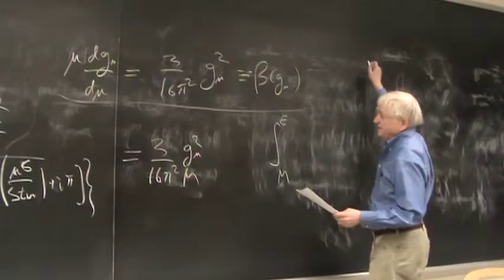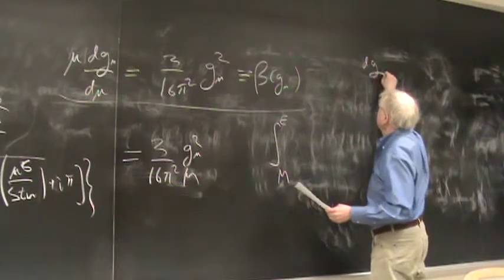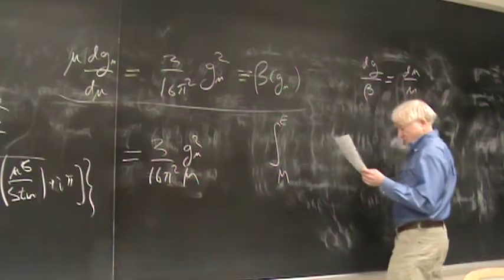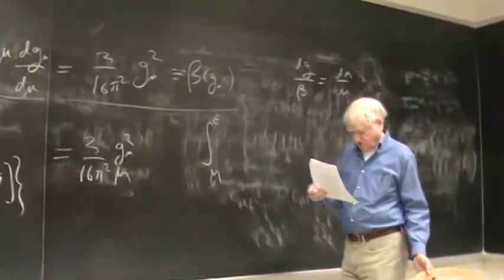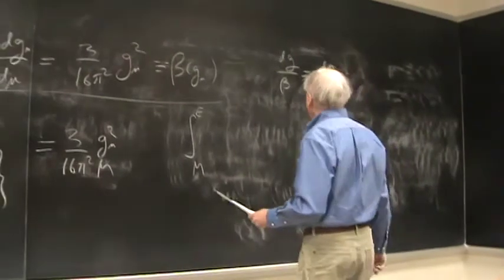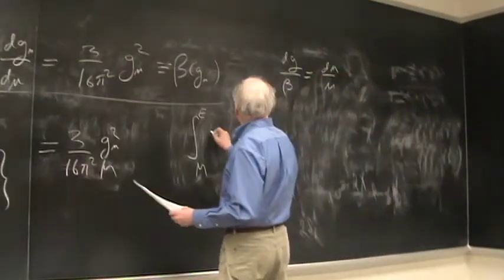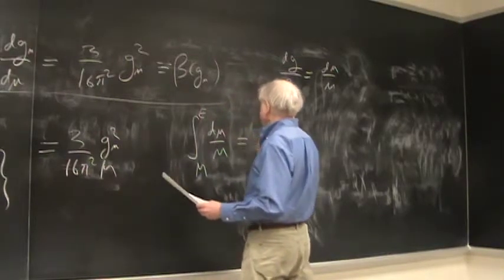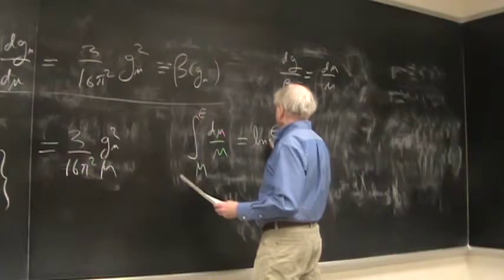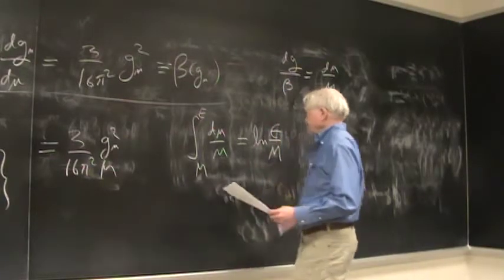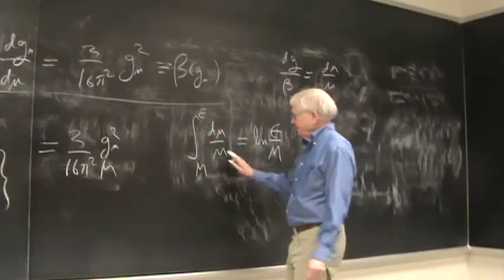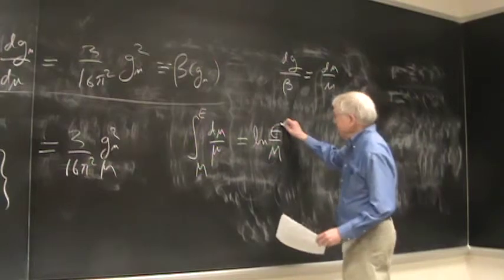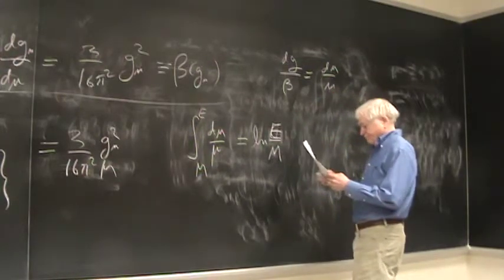In other words, let's rewrite the equation a little bit. This is dg over beta is equal to d mu over mu. I think I should have rewritten it that way. And if we integrate that, then we have the integral of d mu over mu from M to E, which is log E over M. And once again, I've got this confusion with mu and capital M, so this is E over M.